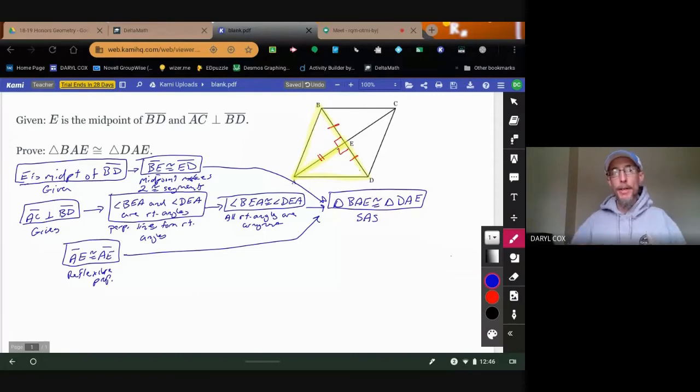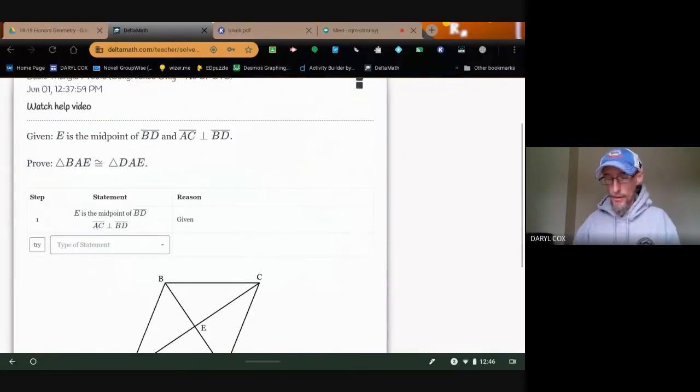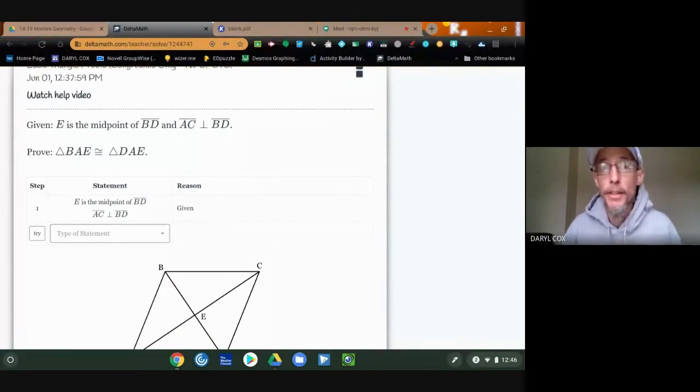So this is something that we did earlier in the year. Now let's take this and translate it into a two-column proof. And we're going to do this via Delta Math. Okay, so I've got the same proof up on Delta Math now. I'm going to flip my computer over so I have my keyboard accessible now. And notice that they already start out in Delta Math with your given.